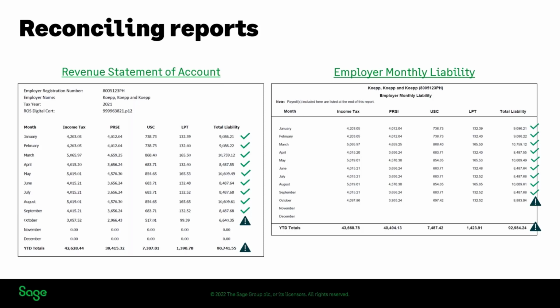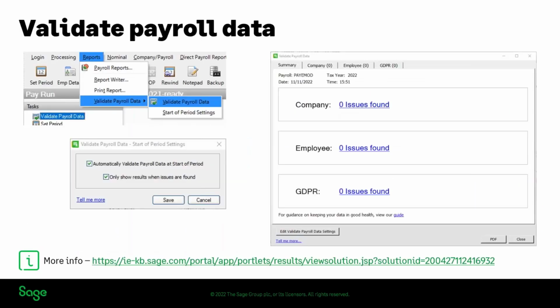So assuming all of that is okay, and I would expect it will be in most cases, one other task that we recommend is to validate your payroll data. Now, due to a product improvement that we put in last year, this is a process that often runs at the start of each period, if you set it up to do that, and it will detect if there's any anomalies in your data that you might need to address.